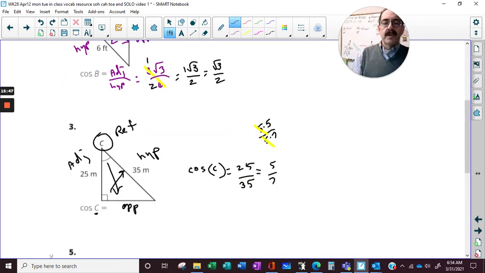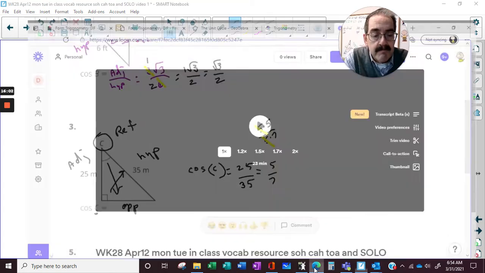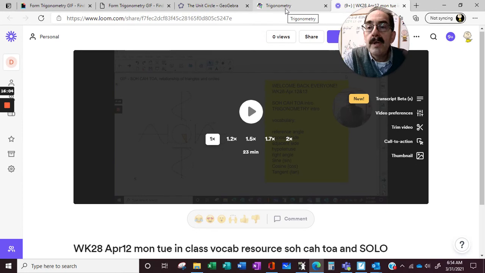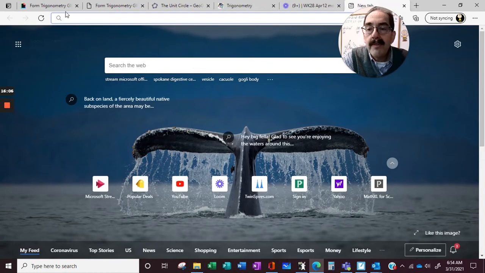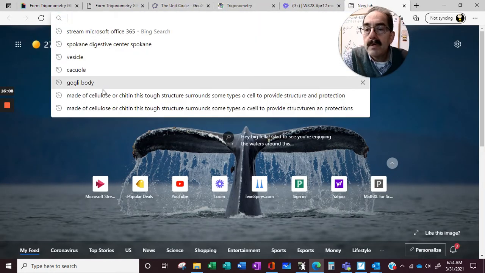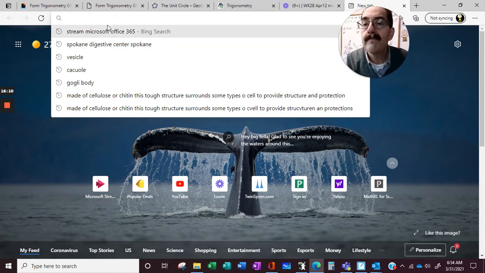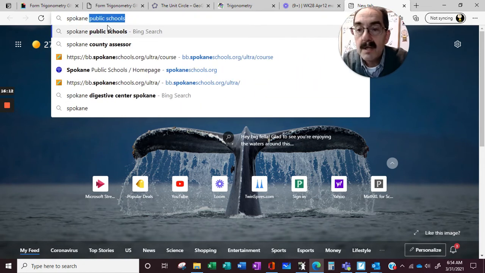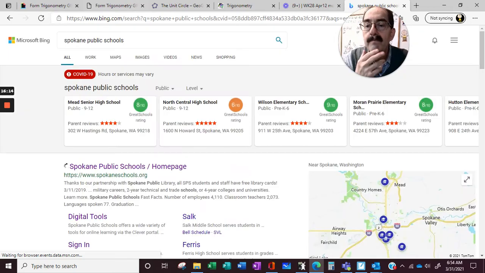Okay. Once we get to this point, I wanted to make sure that we all logged in because in Mathia we've moved forward. All right? And in Mathia, we want to practice this vocabulary. So let's take a minute here and make sure that we know how to find Mathia. So we're going to go to Spokane Public Schools.